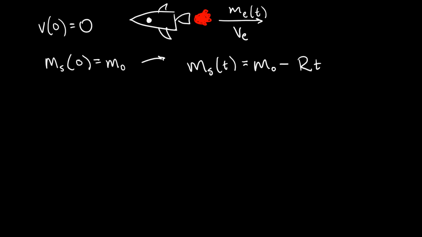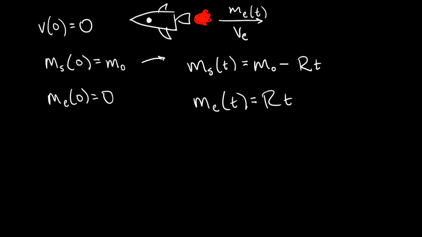Now, since we're throwing mass out, that mass has to go somewhere. So that mass is gained by what we'll call the exhaust mass. We started out with 0 exhaust mass. And so we're just gaining exhaust mass at the same rate that we're losing the mass of the ship, because the total mass has to be conserved. It can't disappear into nowhere. We have to account for it.